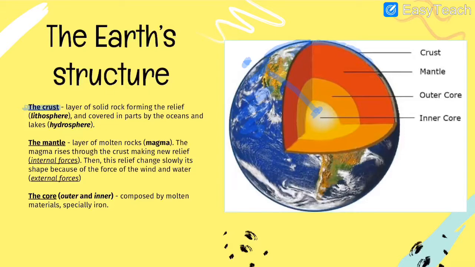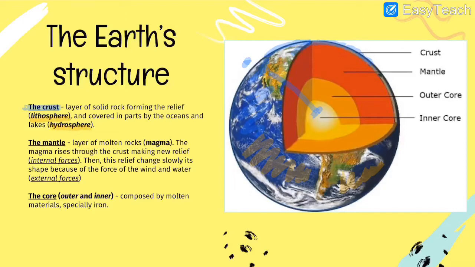So, what is the crust? The crust is more or less a solid layer. It's composed of rocks, and in some parts this floor of rocks is covered by the oceans. So you have two main ideas here. This layer of rocks is the lithosphere, and all the parts that are covered by the oceans are the hydrosphere.